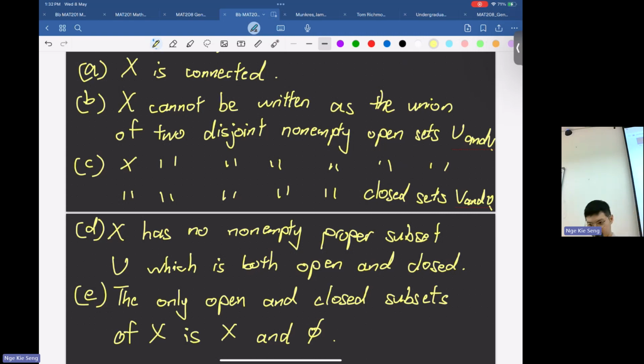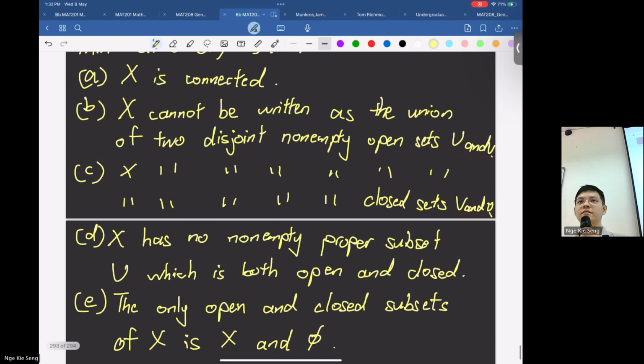So suppose X is connected. X is connected. No separation, so no disjoint union. Okay, let's do A to E first. So how do we do this? Do you have an idea? Yeah.